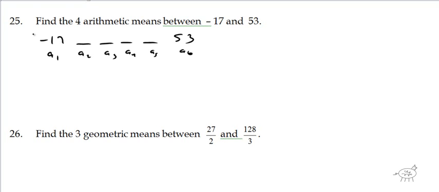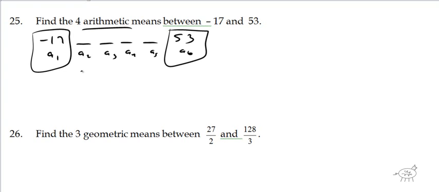So then I'm going to use these two values right here to figure out the value of d, because I know it is arithmetic. All right, so I'm going to do 53, a sub n equals a sub 1, -17, plus d, which I'm trying to find, times n minus 1, and n is, of course, 6, so 6 minus 1. So I get 5d is equal to 70, so d is equal to 14.